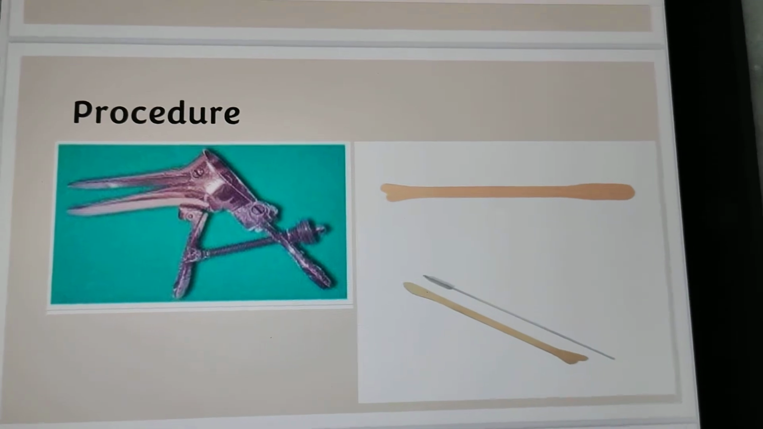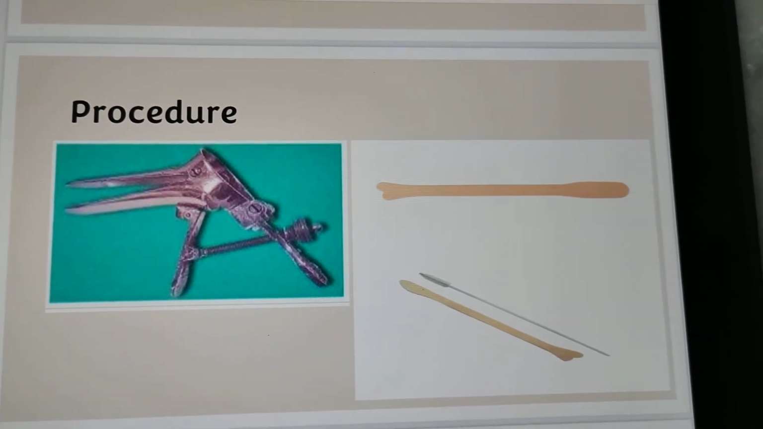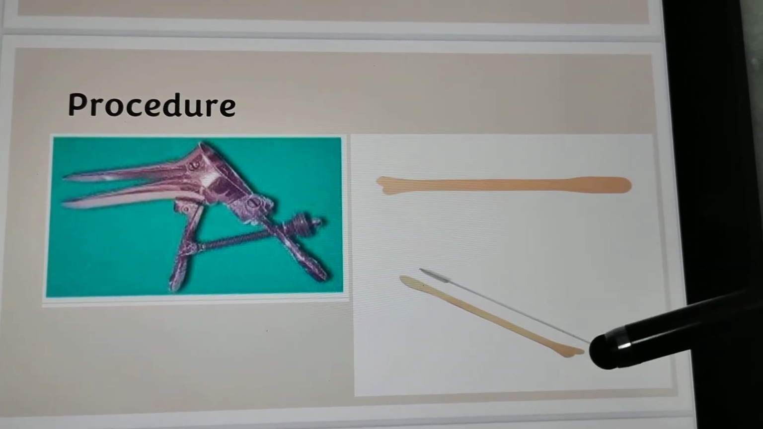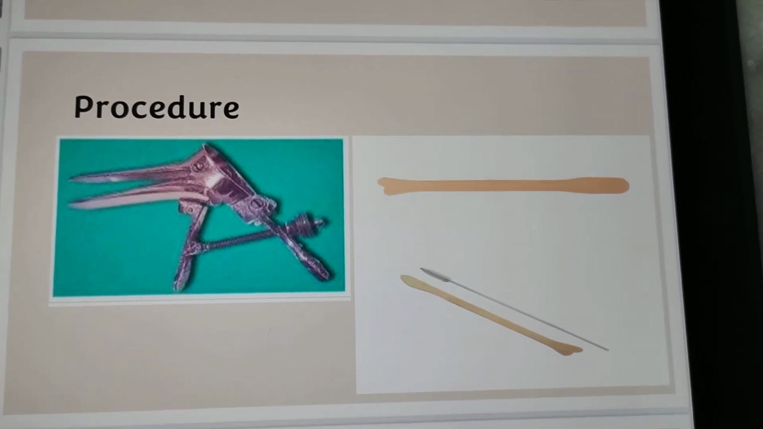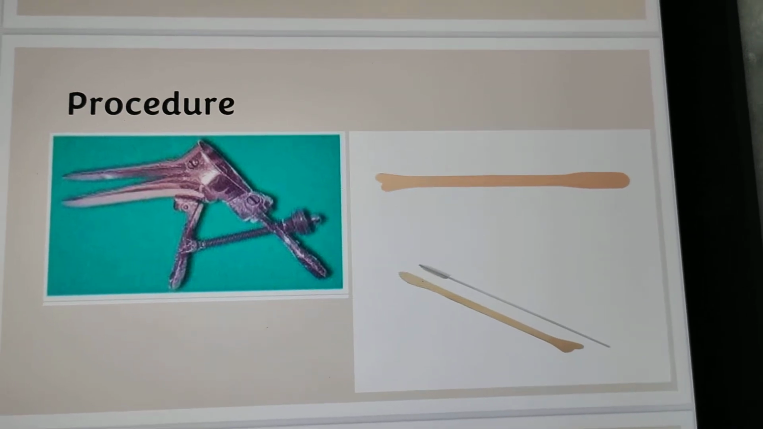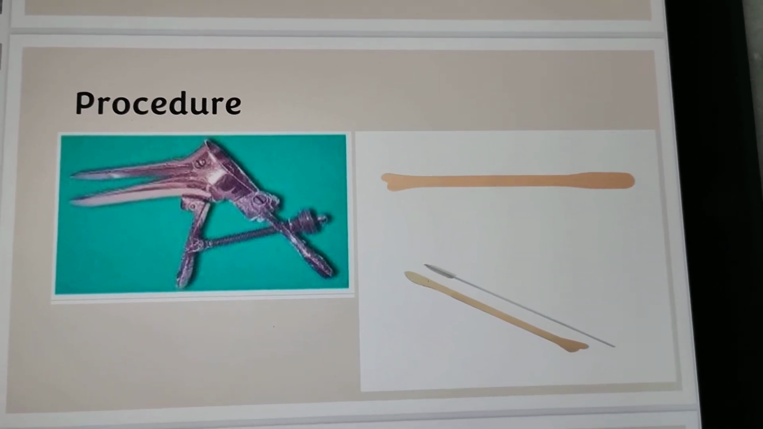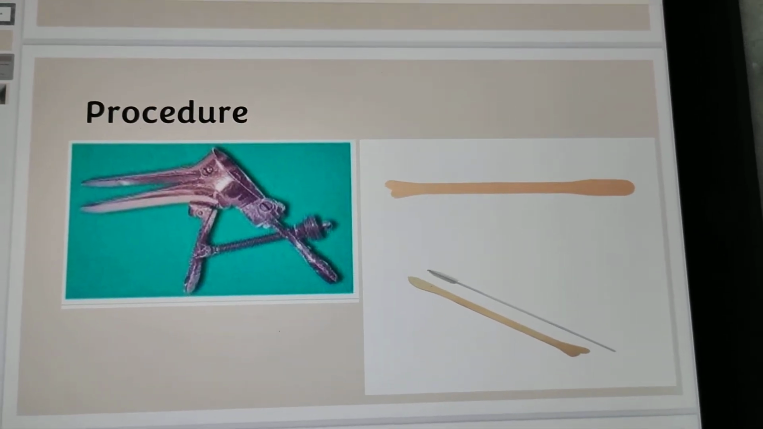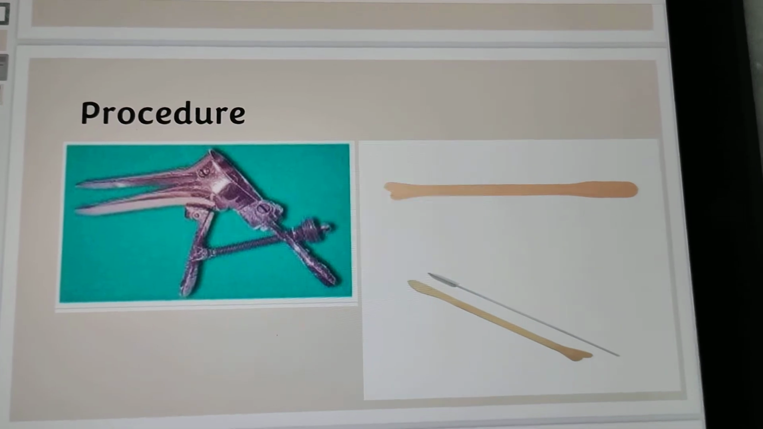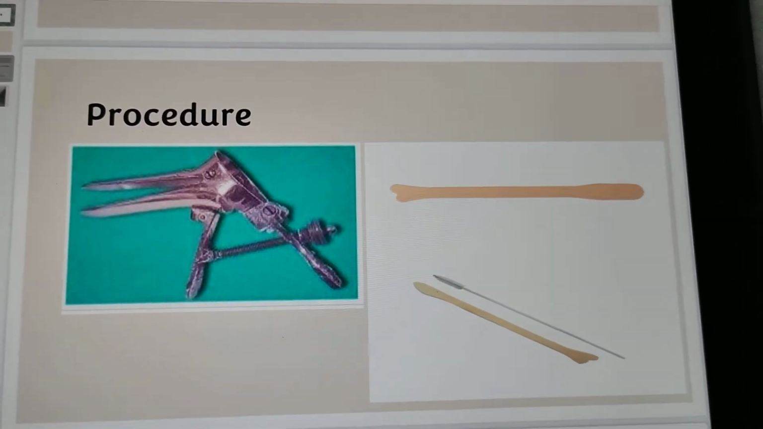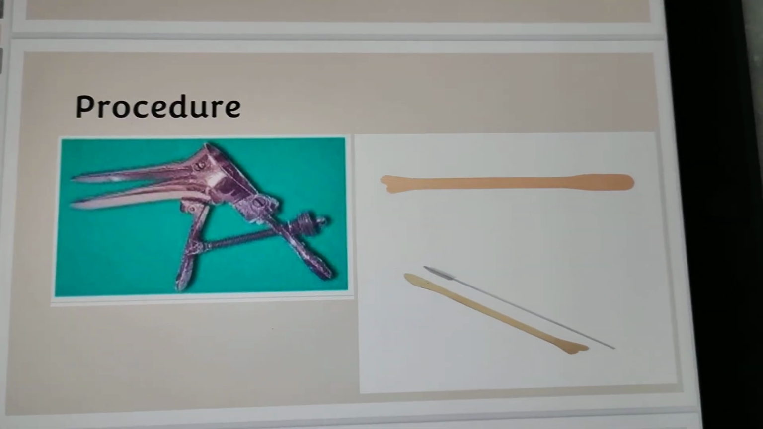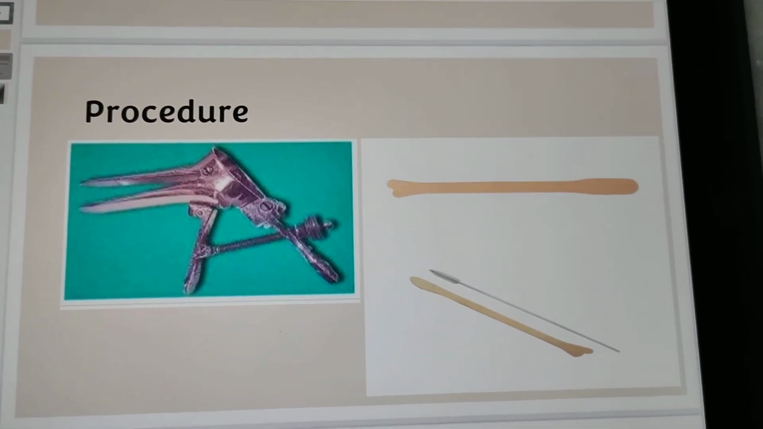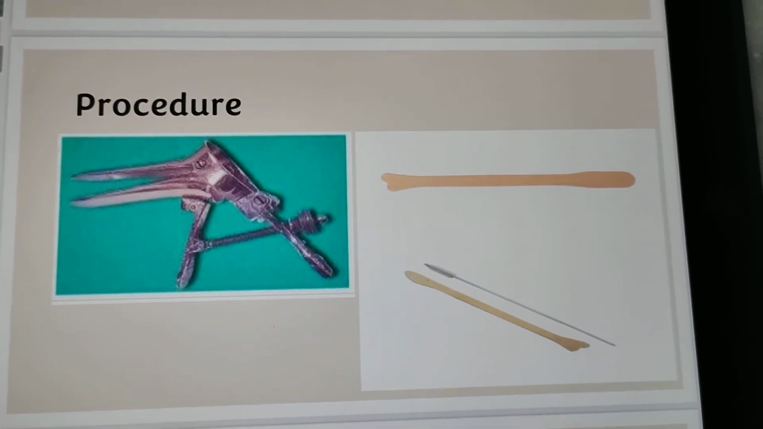Now regarding the endocervix, you will scrape using your cytobrush, that is the image you can see associated with Ayre's spatula. The cytobrush is used to scrape your endocervix. The cells which are collected are smeared on a glass slide and fixed in a 1:1 mixture of 95% ethanol and ether, kept in a jar. Then they are stained using the Papanicolaou stain and examined. So this is regarding the procedure.